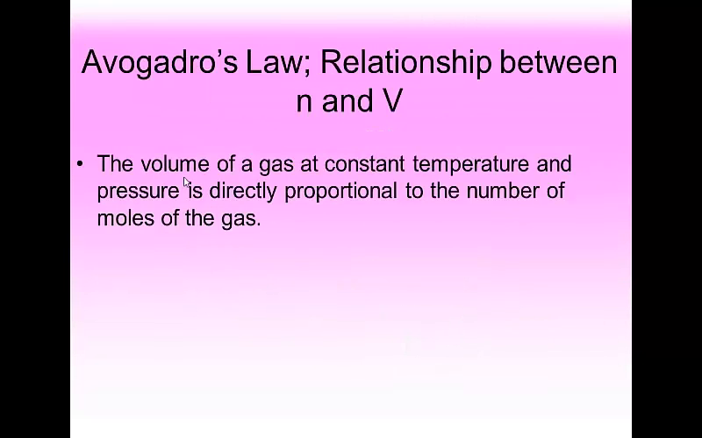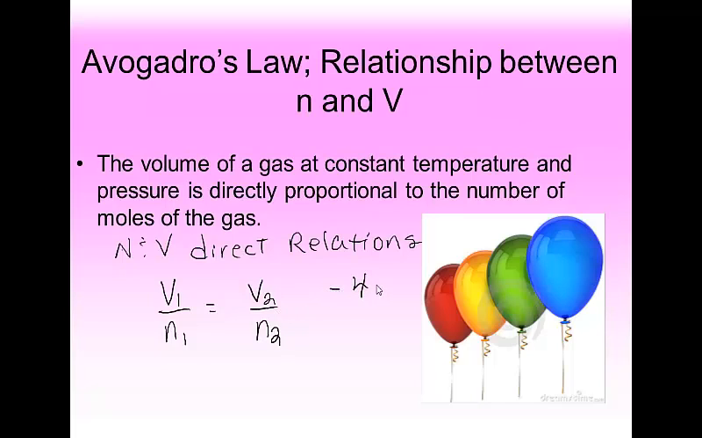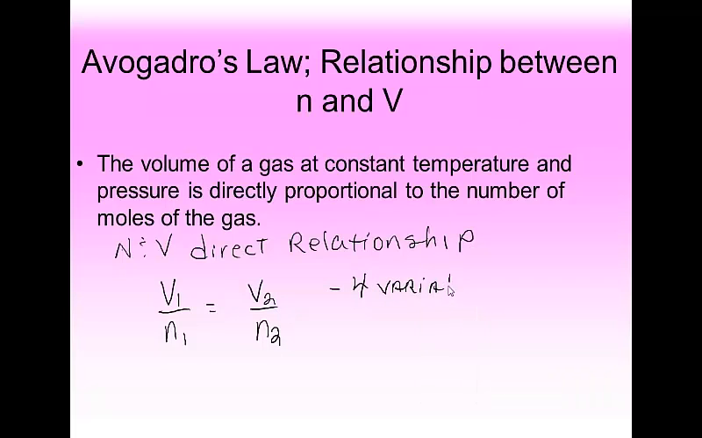Avogadro's law is the only one that relates the number of moles and volume. And of course the relationship between N and V is a direct relationship. And his calculation again has 4 variables. And again, a direct relationship.